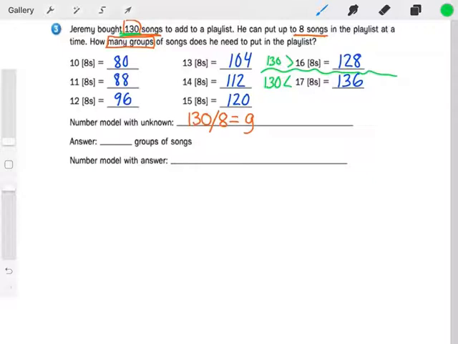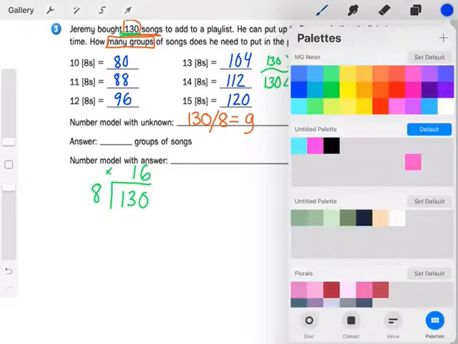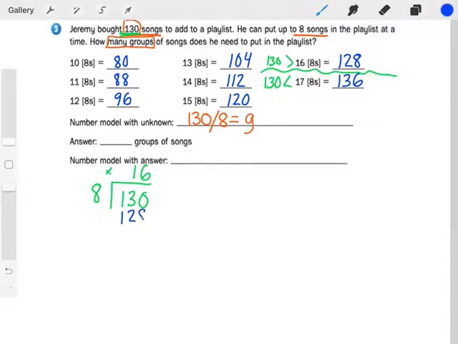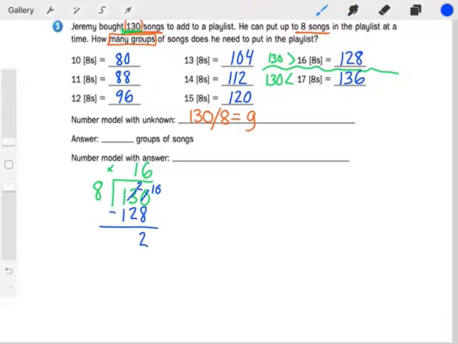So if I did 130 divided by 8 is 16, I have to think to myself, 8 times 16 gives me 128. So if I subtracted 128 from 130, 130 minus 128, I would get 2.